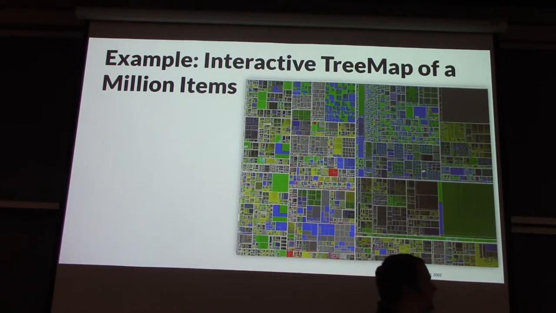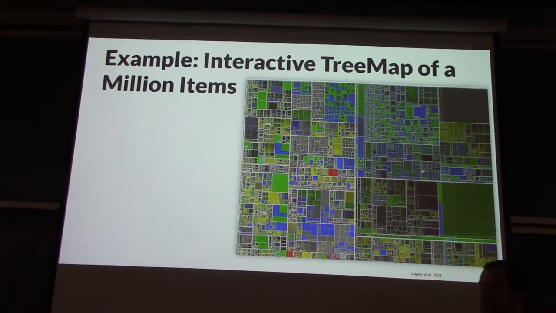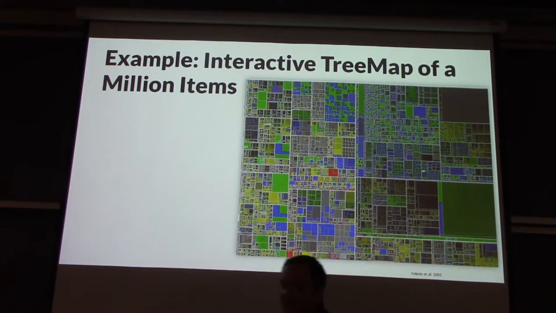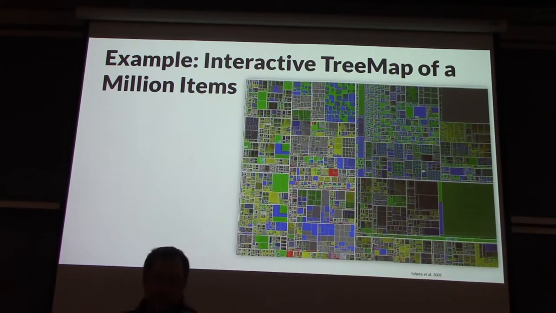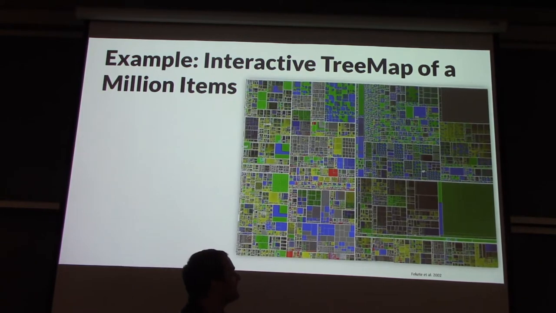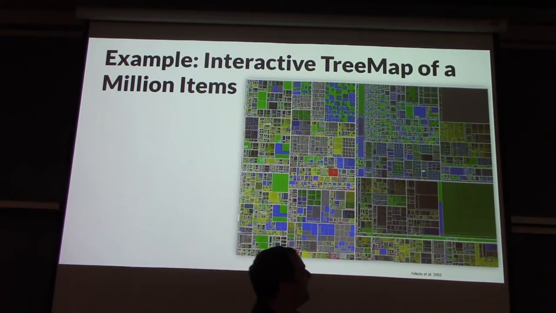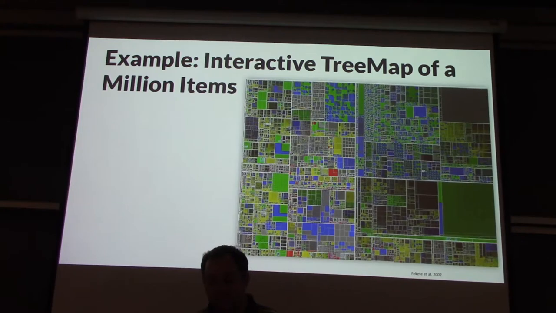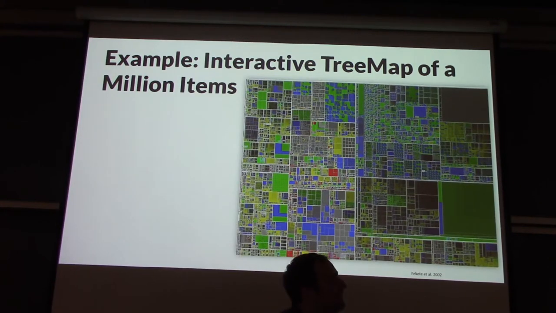Here's an example, because I said earlier that they're great for showing a lot of data. This is an example of a folder structure with a million items, and you can still see what is going on here. So these are pretty scalable with respect to the number of leaves.